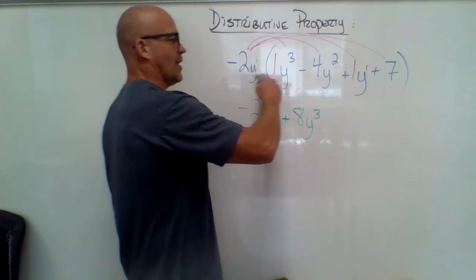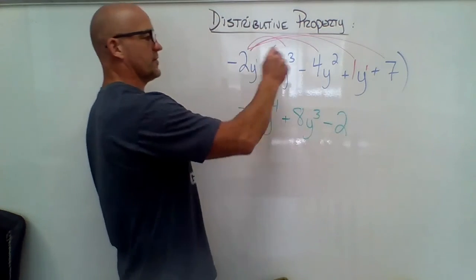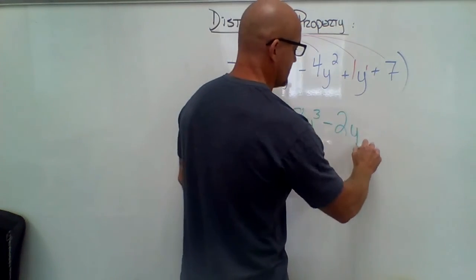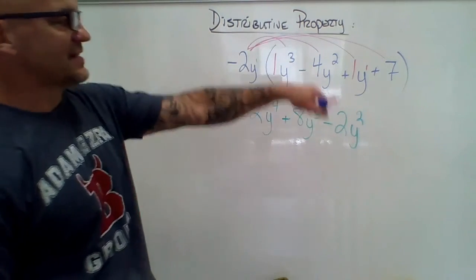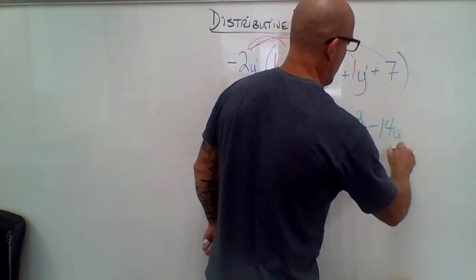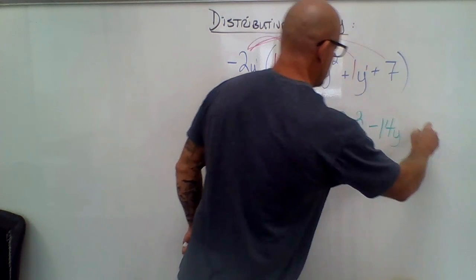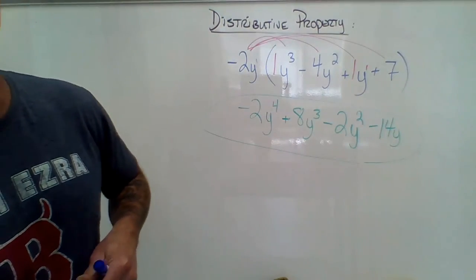I'm going to take the negative 2y times that 1y. That becomes negative 2. And y to the first times y to the first is y squared. And last but not least is negative 2y times that 7. That just becomes negative 14y. Final answer, fourth degree, 4-term polynomial.